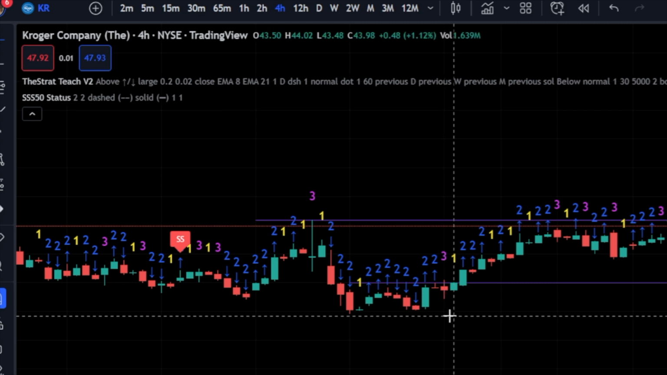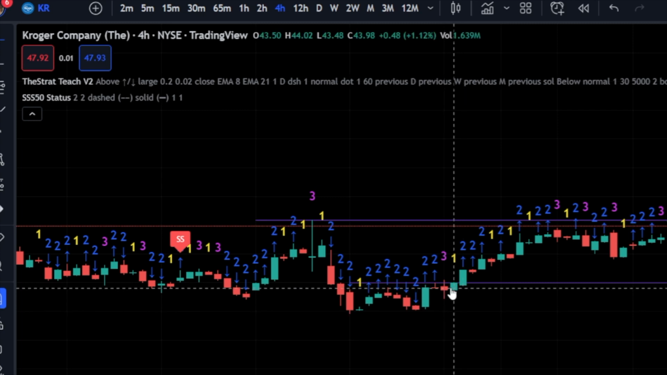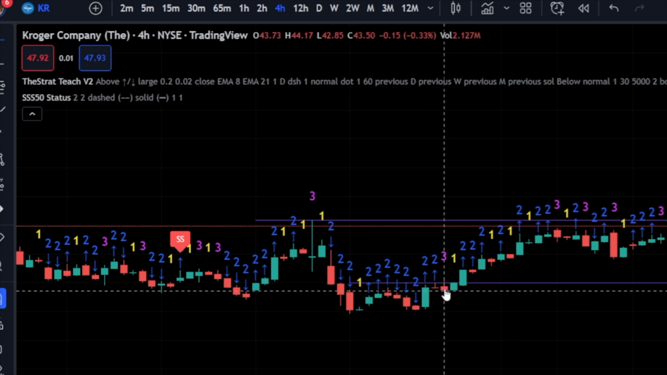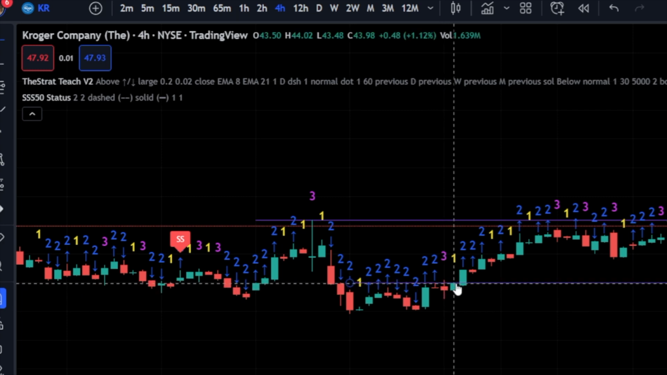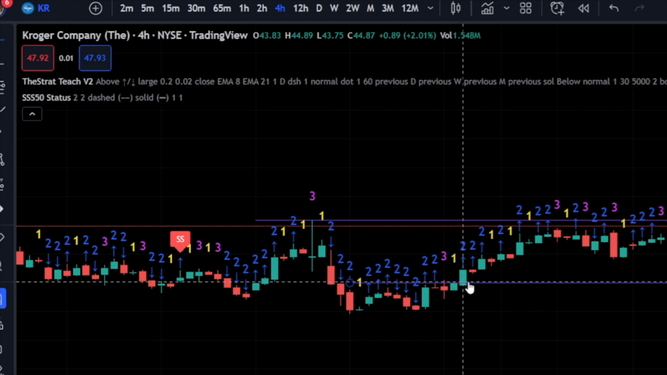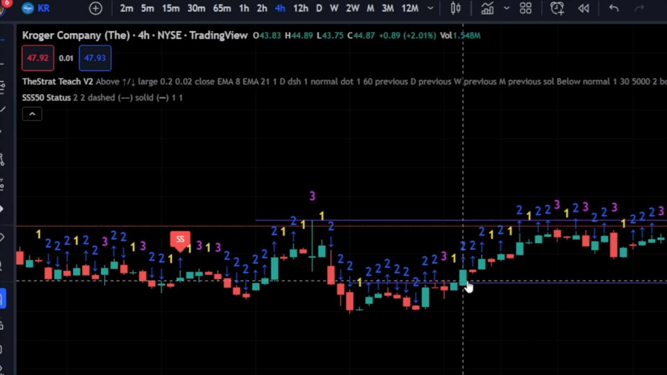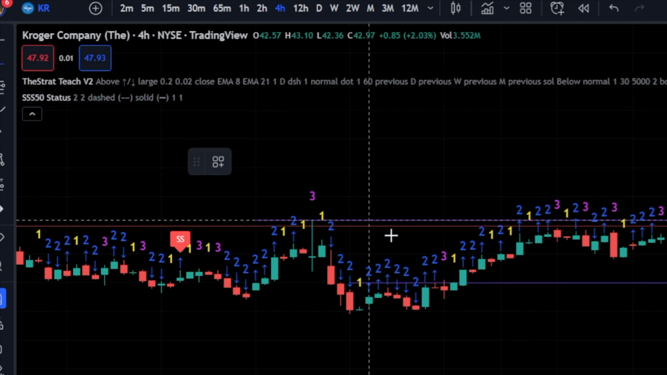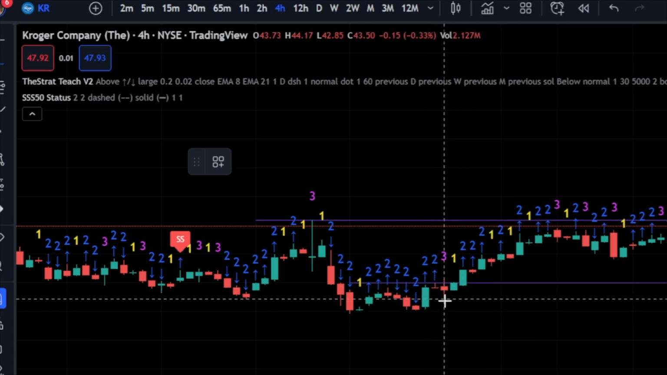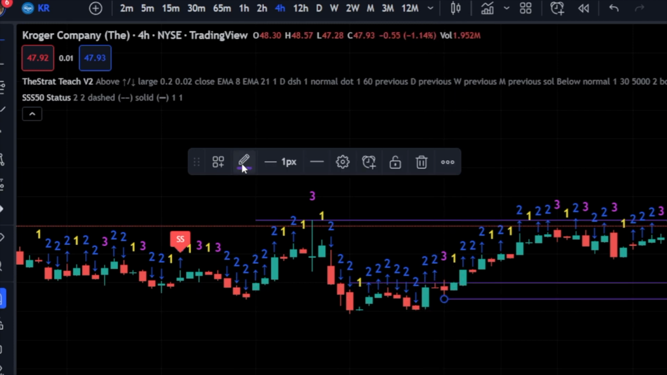So this is Monday. This is Monday. And then you have a 3-1 on the 4-hour. Beautiful setup. So Tuesday, your 3-1 break is your entry. And because you are on the 4-hour, you can put your stop a couple of places. Your stop could be at the bottom of this 3 candle right here.